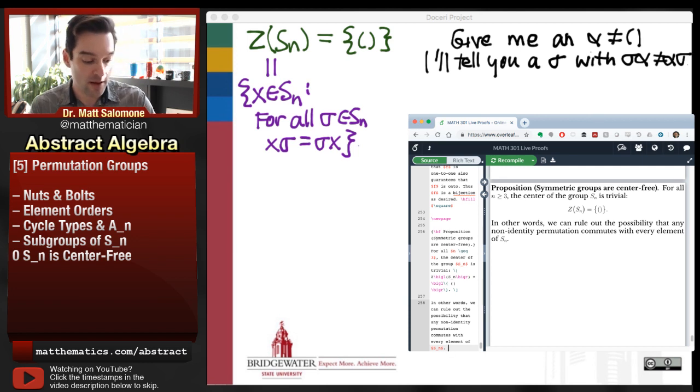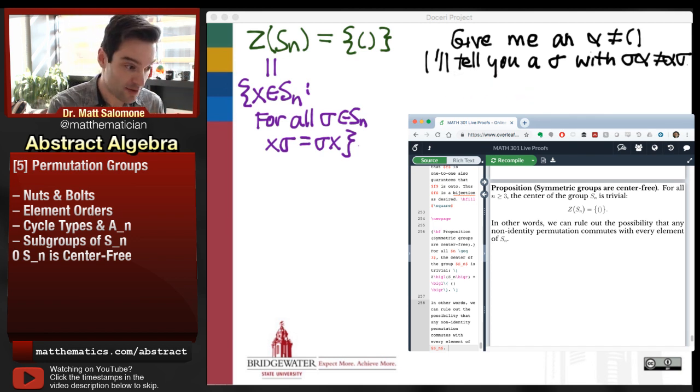Right? And this should be sufficient, right? Because this would guarantee that any element which is outside of the trivial subgroup, any element which is not the identity permutation, cannot belong to the center. Because if it did belong to the center, it would have to commute with everything, and just showing that there's one thing that it doesn't commute with is sufficient to show that it doesn't commute with everything, after all. So let me just do a quick example.